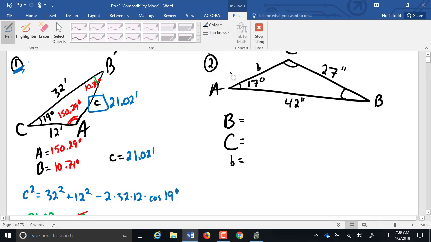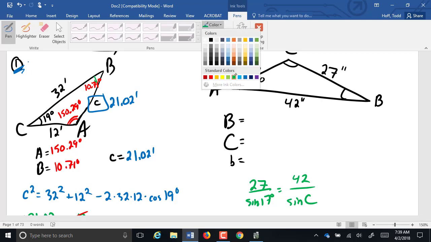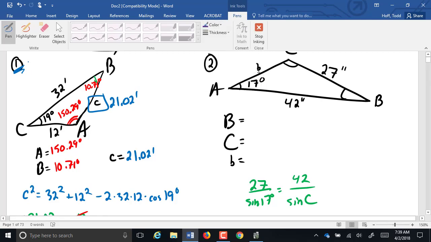Number two, do we have a side and opposite angle? Yes, we do. Which one? So we'll take 27 over the sine of 17 degrees. Now, the only other piece of information we have is the 42. That's going to go over sine C. Now, before we do too much here, we have to decide, do we trust the picture that C is obtuse? Okay. That's the one thing that we do have to trust the picture on.